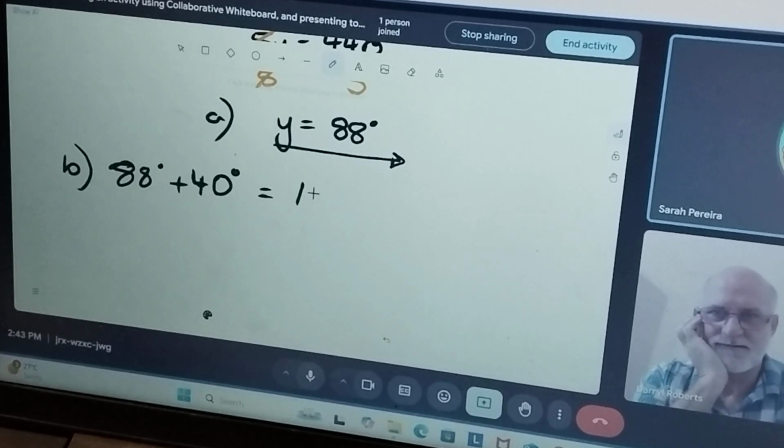168. 148. No, what do you do? No, use your calculator.